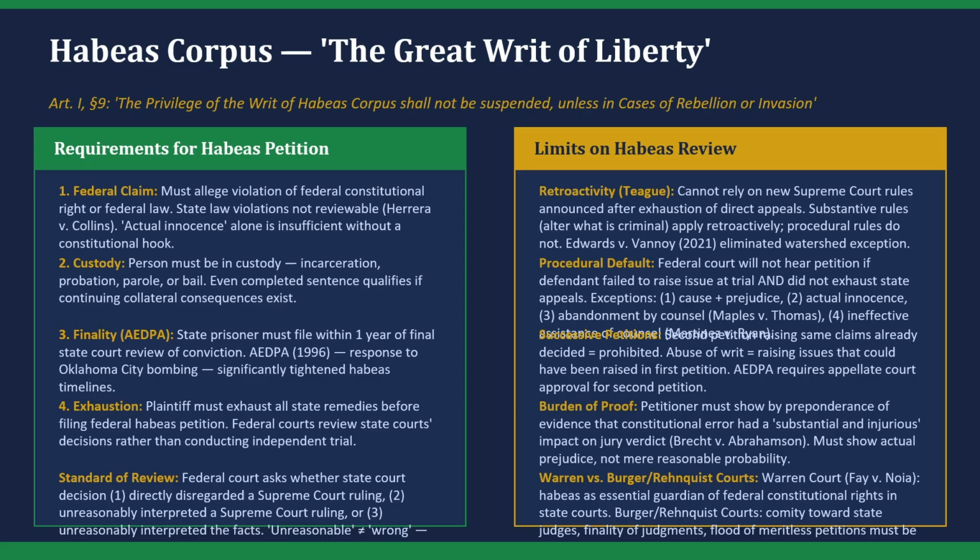The 4 requirements for filing a federal habeas petition are federal claim, custody, finality, and exhaustion. Federal claim. The petition must be grounded in a violation of federal constitutional law or a federal statute. State law violations are not reviewable. Importantly, a claim of actual innocence alone without a federal constitutional hook is not sufficient for habeas relief, as the court held in Herrera v. Collins.